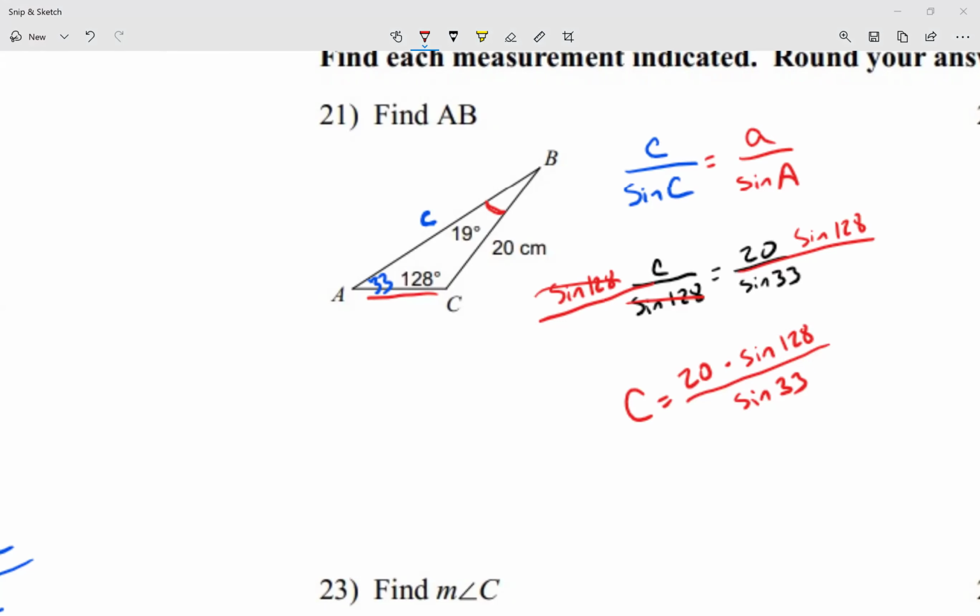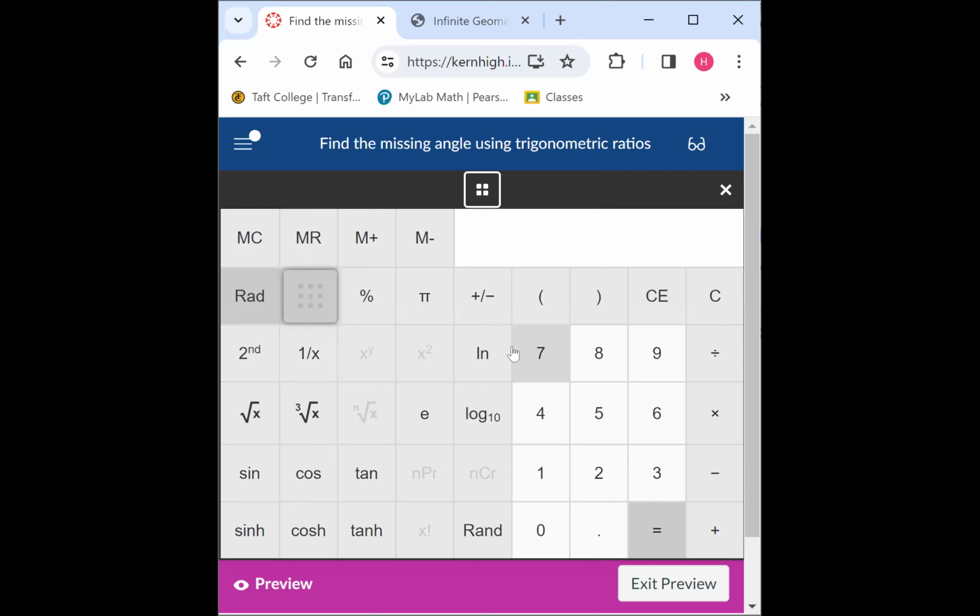Let me bring out the calculator that I give you guys in Canvas. So this is the calculator. Remember, I mentioned last week, remember to change your calculator to degrees. I see it's on radians. So let me click on that. So I see degrees. I need to have this in degrees. And then I'm just going to type in what we had.